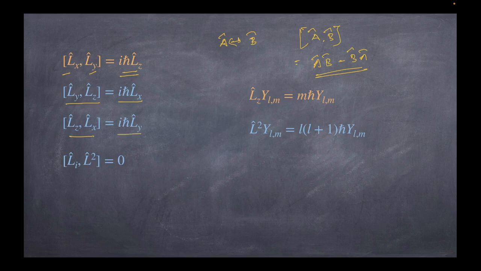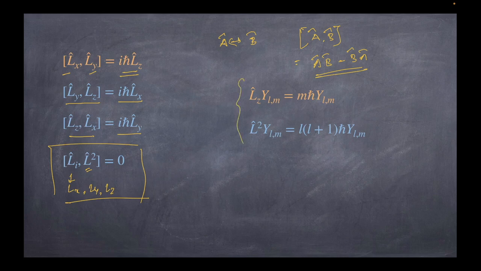Now the commutation relation between any component of orbital angular momentum, it could be Lx, Ly or Lz, with the square of the total orbital angular momentum, that means L square, is 0. Any commutation relation being 0 means we can measure the observables corresponding to these two operators simultaneously.